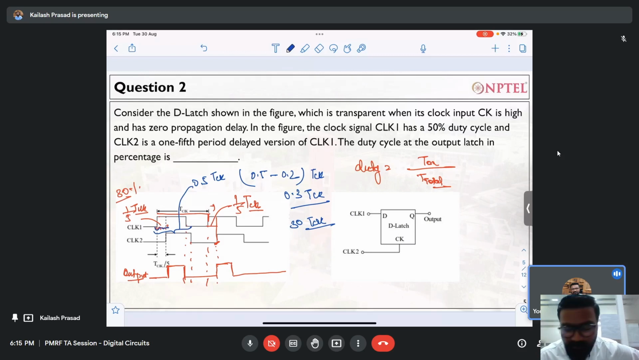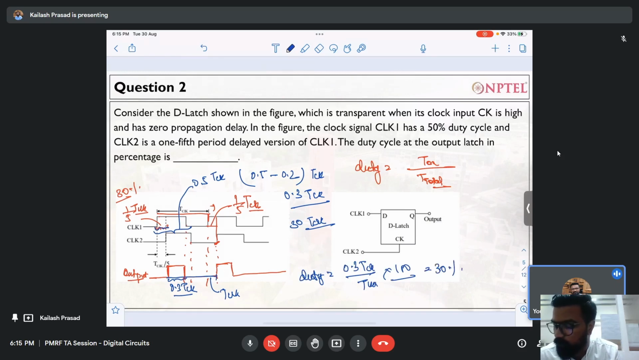The thing here is that this output signal is being turned on only for 0.3 times of the T clock. So this is your on time. Off time is obviously this entire time, which will be the T clock. So if you see the duty cycle, it is 0.3 T clock divided by T clock, into 100, if you want it in percentage, and it will be 30%. So whoever has said that 30% is the answer, that is actually correct. Did you guys understand?